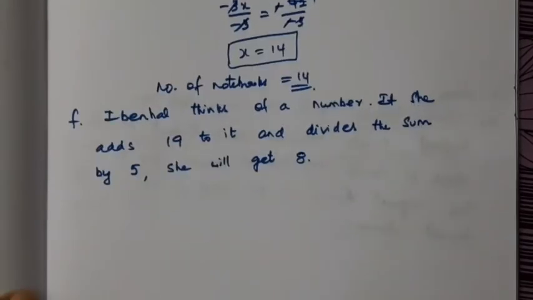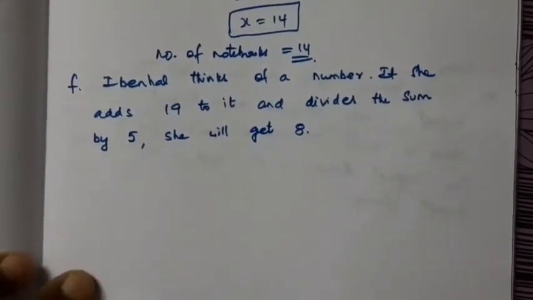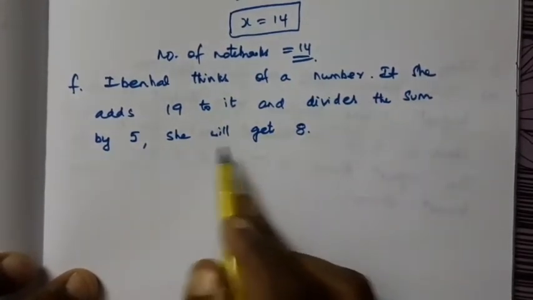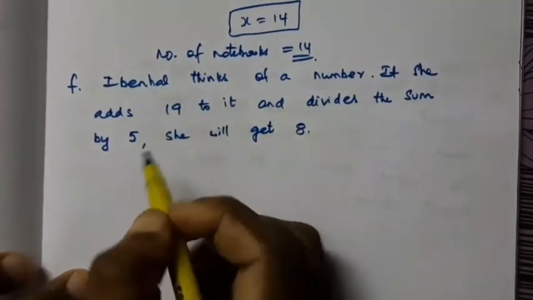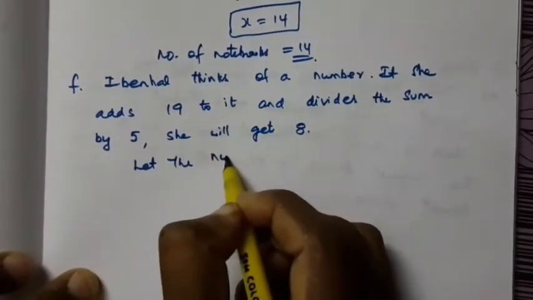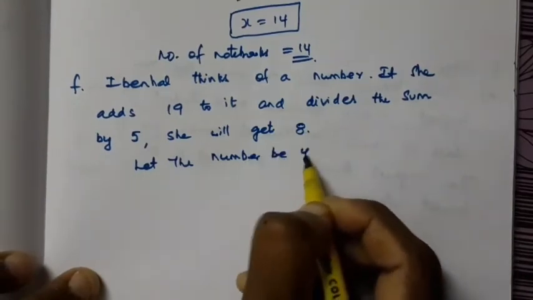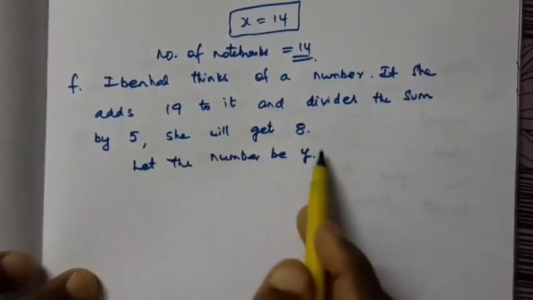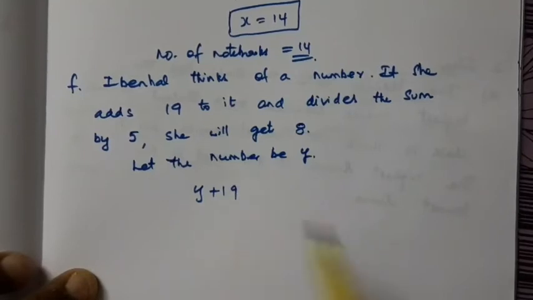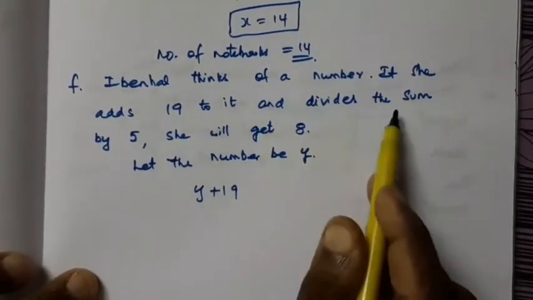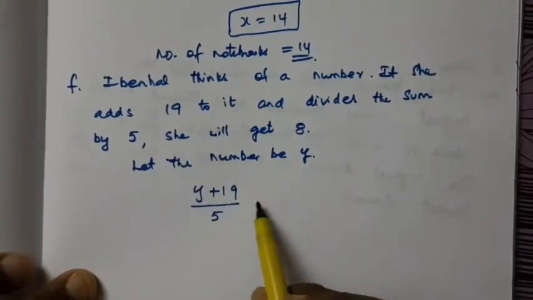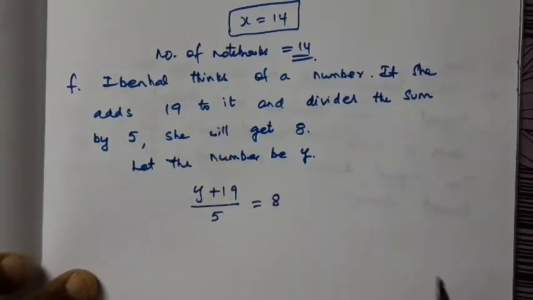The next problem is, she thinks of a number. If she adds 19 to it and divides the sum by 5, she will get 8. So she is thinking of a number. Let the number be y. She adds 19 to it, and divides the sum by 5. This is after adding, she divides it by 5. Now the answer she will get is 8. Now we have to find what this y is.